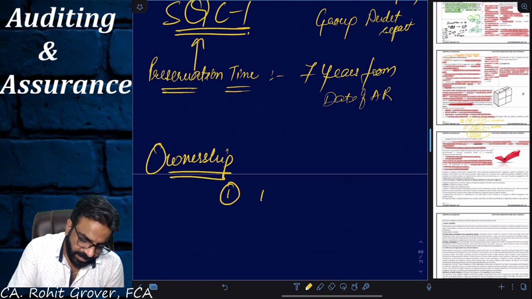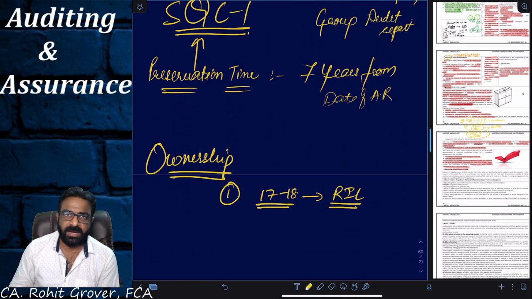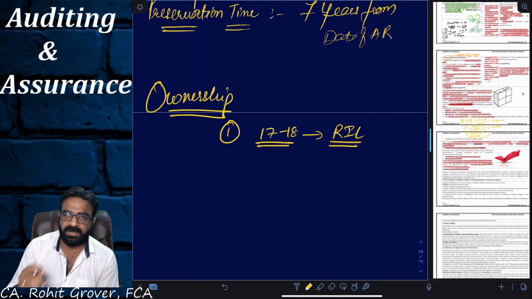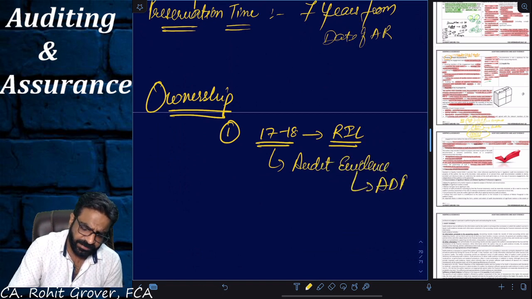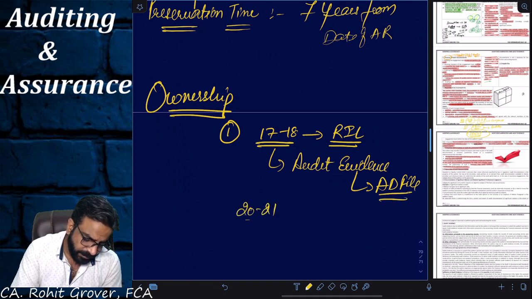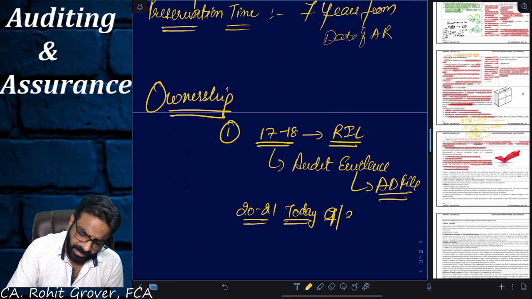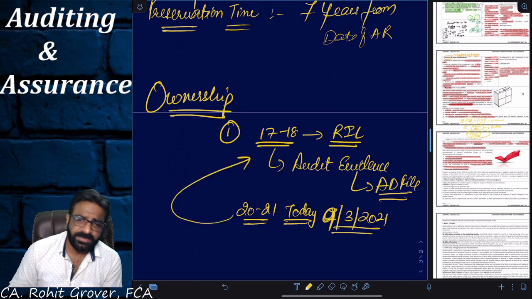Situation number 1, everyone. In the 17-18 financial year, I did the audit of Reliance Industries Limited. While doing the audit of the 17-18 financial year, I collected so many audit evidences, and after collecting, I made the audit documentation file also. Clear? Now, what happened? Suddenly in 2021, today only, 9th March 2021, my client calls me and says, Rohit, I want those documents which you collected in the 17-18 financial year.